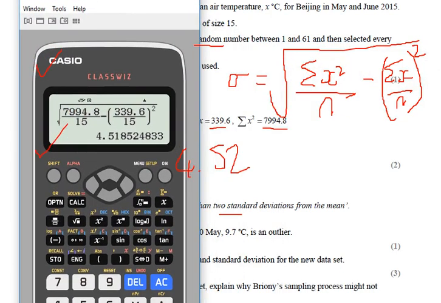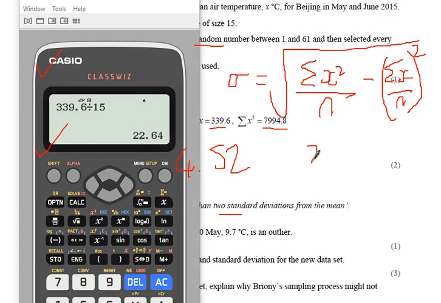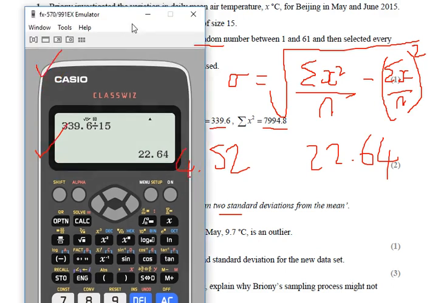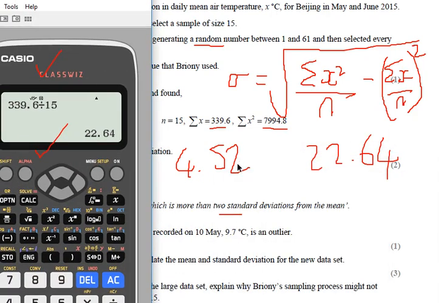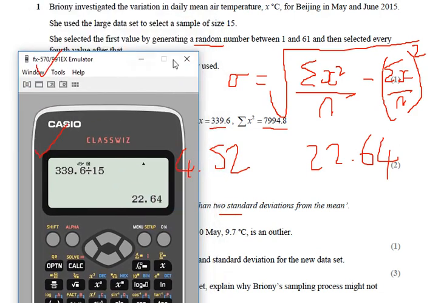Hang on, bring in the calculator again. So we've got 339.6. Divided by 15, and we've got a mean of 22.64. So 22.64, that's our mean, and we're allowed to be 2 standard deviations from the mean, above and below. Obviously, our 9.7 is below, so we're going to do our 22.64, take away 2 lots of 4.52, which is our standard deviation.